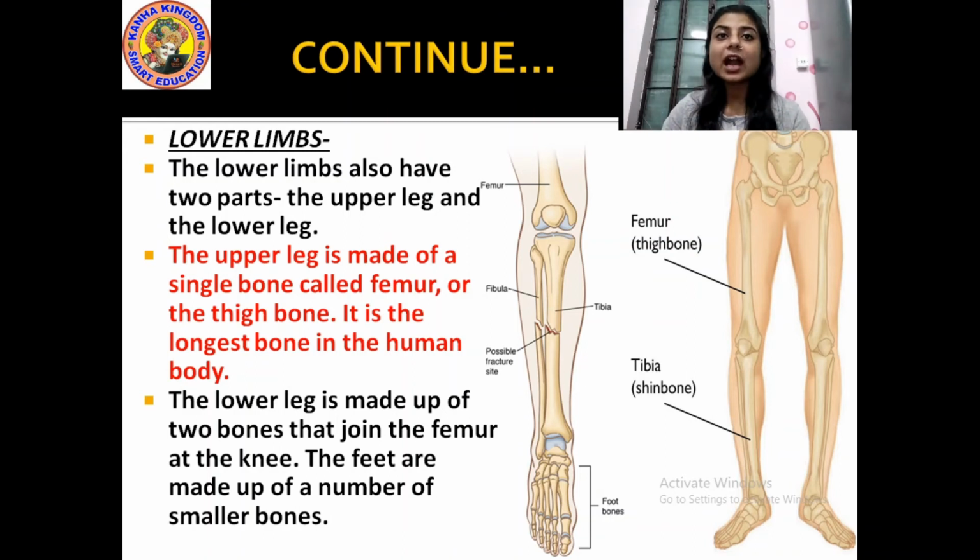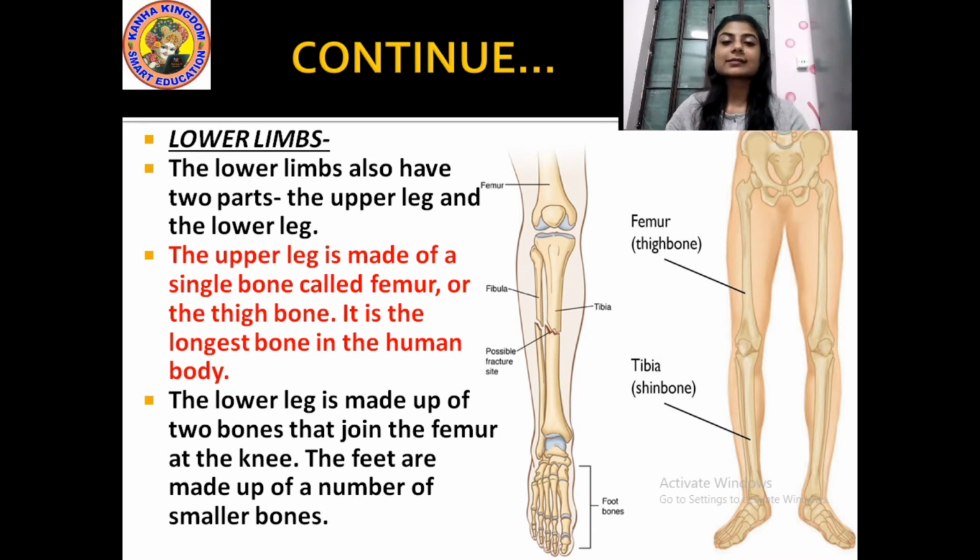The feet are made up of a number of smaller bones. You can touch it and you can feel the bones in your feet. The fingers of your feet are tiny, smaller bones that are connected to the fibula and tibia, and this tibia and this femur are connected with each other in the knee portion.